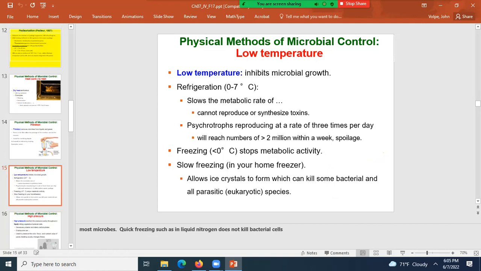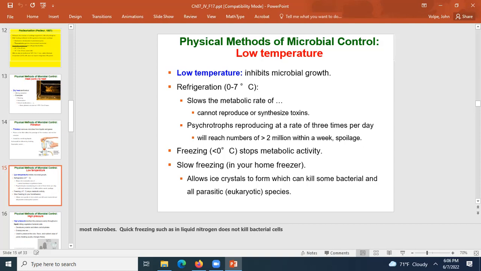Okay, low temperature can be used to control microbial growth. Low temperature generally inhibits microbial growth. It generally does not kill cells. The cells would be very finicky if the low temperature killed them. Refrigeration at temperatures between 0 and 7 degrees Celsius slows the metabolic rate of microbes so they cannot reproduce or synthesize toxins. But do understand that psychrotrophs can grow and reproduce at these temperatures.